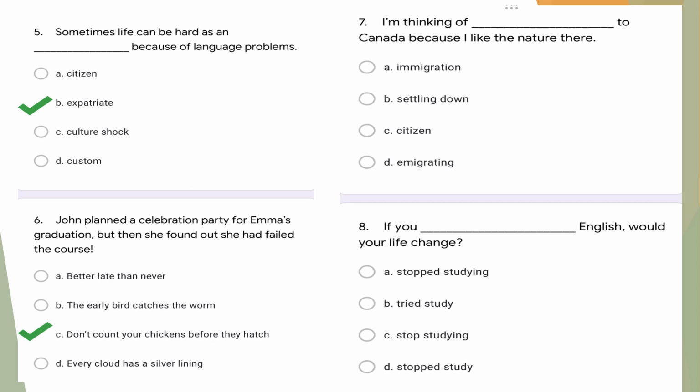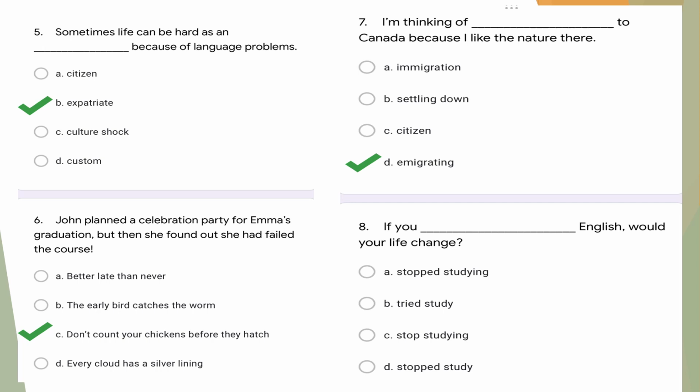Okay, so the answer must be D. I'm thinking of emigrating to Canada because I like the nature there. Number 8. If you blank English, would your life change? Right, so this is also grammar from Unit 10. And if you remember how to make the second conditional sentence, you have to use a past tense verb.